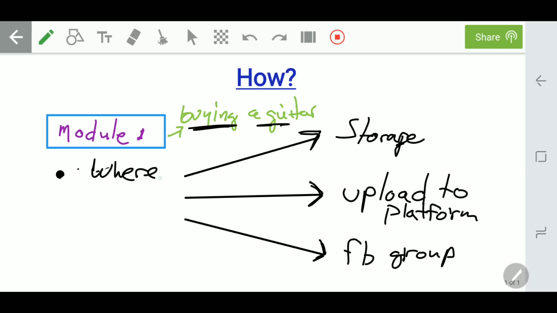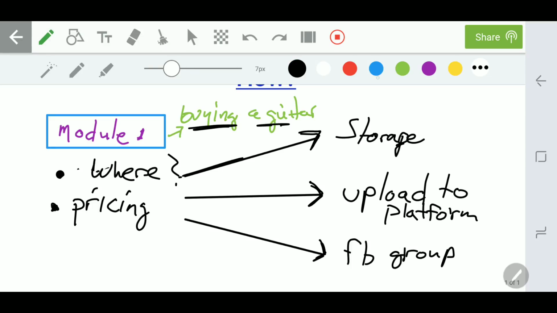First was where, right? And then the second was what was the next thing? Buying a guitar. Let's talk about pricing. Maybe that's the second part of this module is pricing. How much should you pay for your first guitar? How to recognize a good deal, right? And then we're going to do the same thing. We're going to upload it to storage. We're going to send it to the platform, right? And then we're going to send it to the Facebook group.